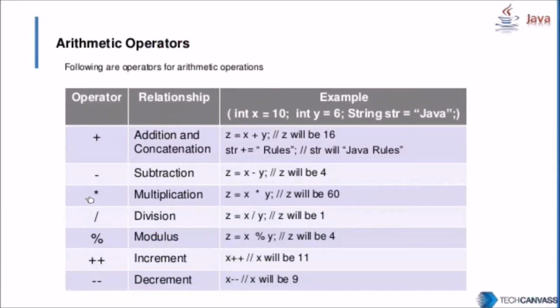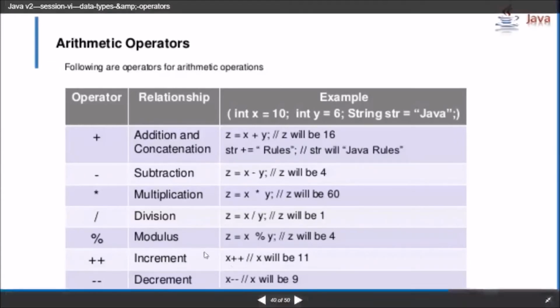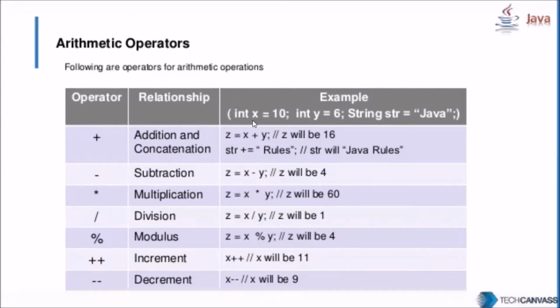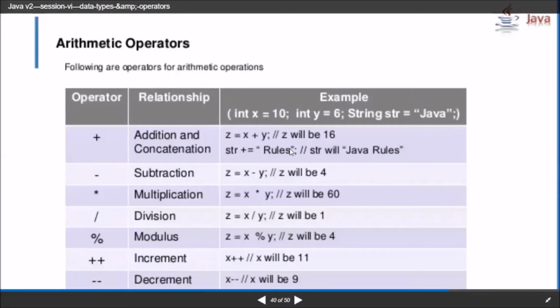Okay. So double plus, what it does is it auto increments the value of a variable by 1. So here if you can see in the example, it is x plus plus. Originally the value of x was 10. When I say x plus plus, the value of x becomes 11. When I say x minus minus, the value of x will be 9.